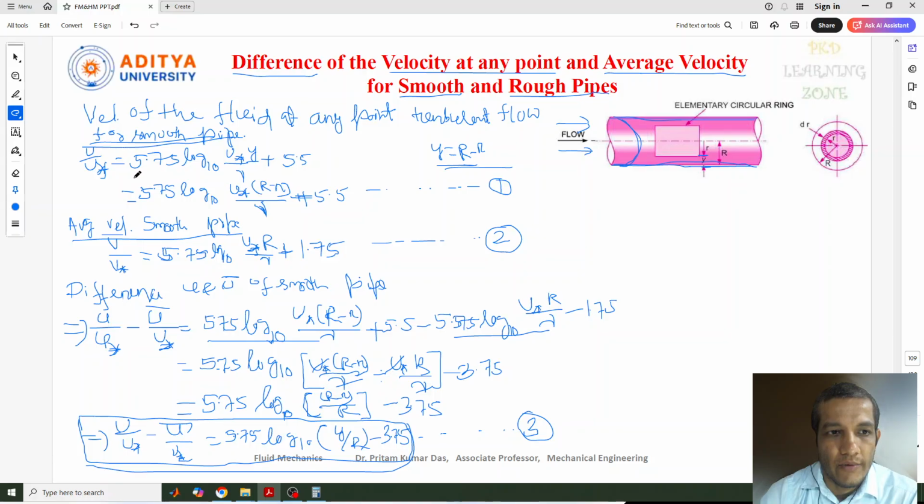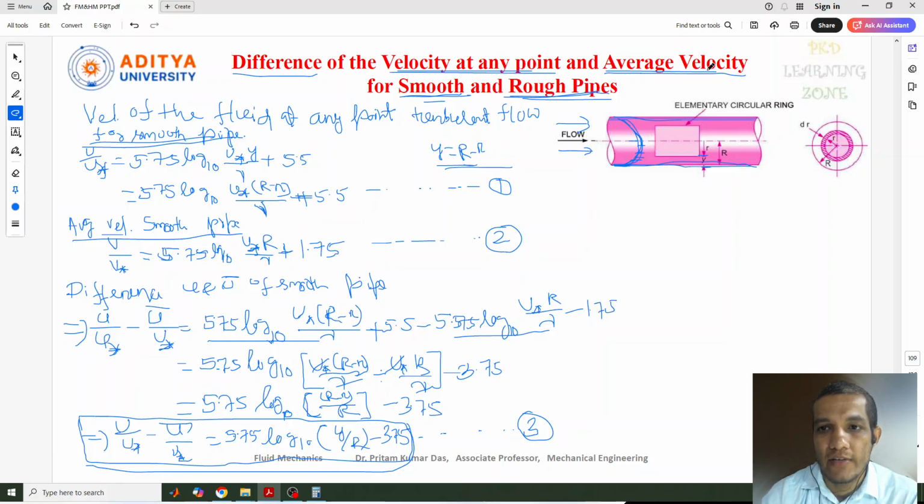So where I have taken this equation, our discussion is to find out the difference of the velocity at any point and the average velocity for smooth pipe as well as for the rough pipes. Average velocity means the average velocity of the fluid which is flowing inside the pipe. We need to identify what the average velocity is. Here velocity at this point is 0, here velocity different, here velocity different, so all the point velocities are different. So we need to consider the velocity at any point, and the average velocity.